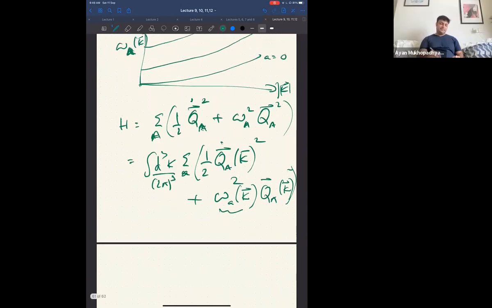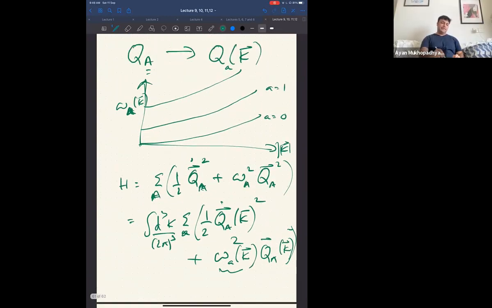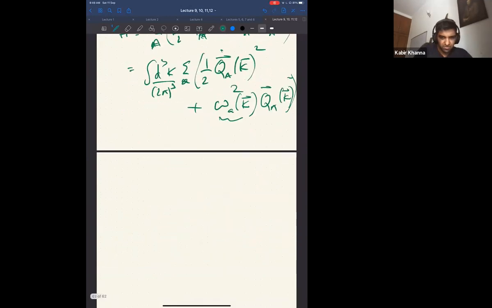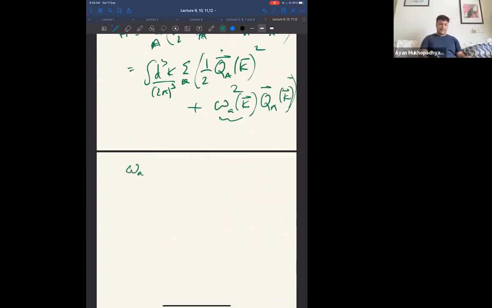Small a simply labels these bands. Each one of them will have some dispersion. This one is basically massless, and this one has some mass. So what I want to say is that typically this omega_a(k) squared would look like some m_a squared plus v squared k squared.